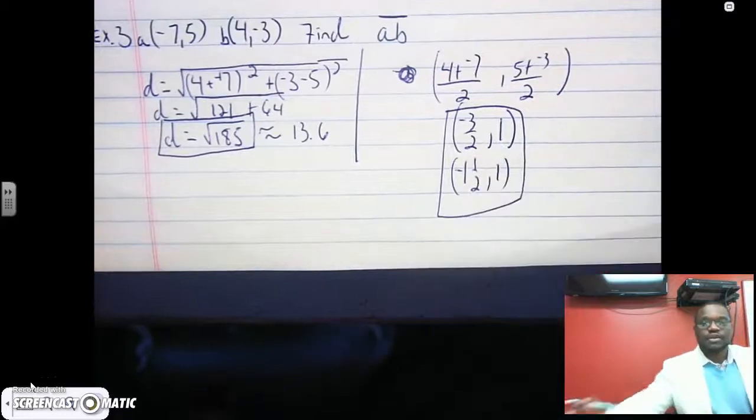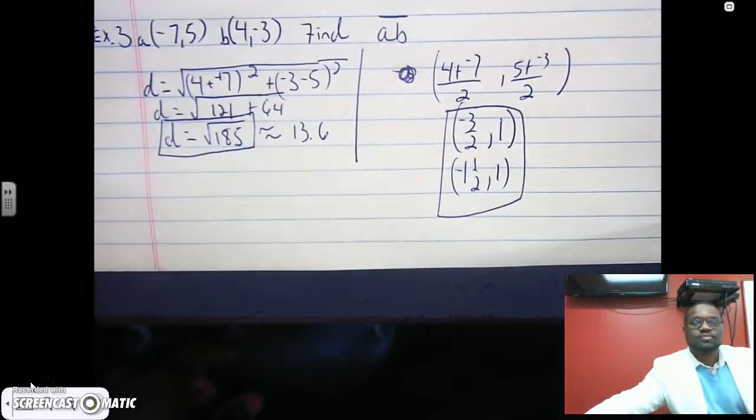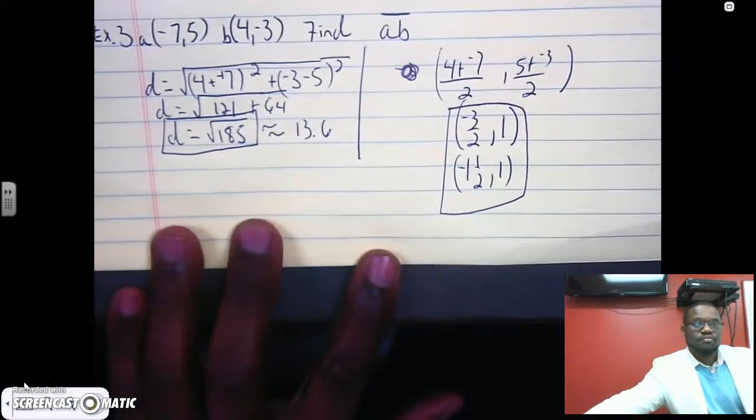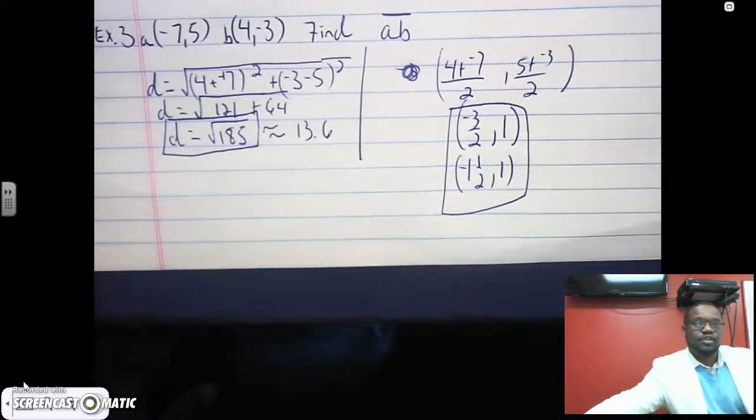All right, so now we have figured out how to do the distance and the midpoint. Go Falcons.